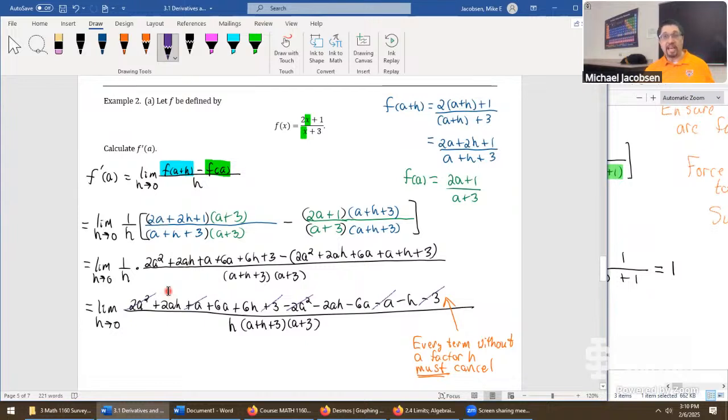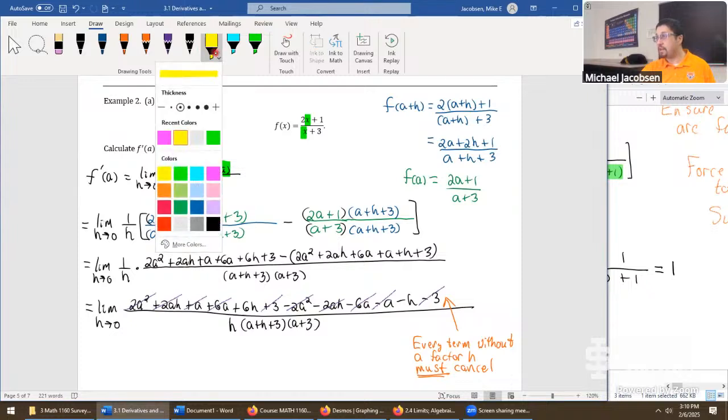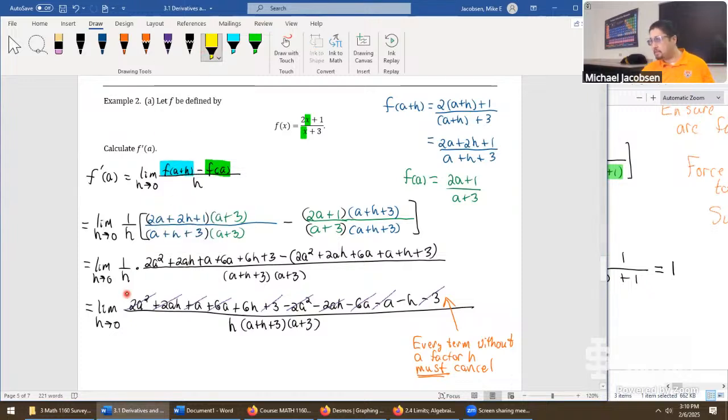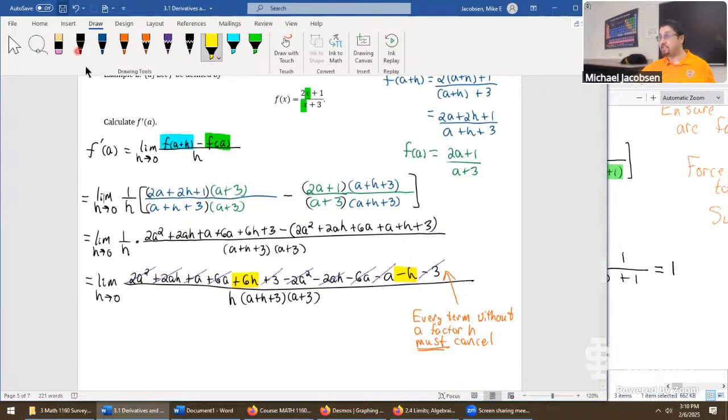We have a +2ah. It doesn't have to cancel, but this one actually does. It cancels with the -2ah right here. What else do we have? A +6a. That has to go away or else we've made a mistake. But there's a -6a right here. In some weird way, this formula is giving us exactly what we want to evaluate this limit. All that's left over is, let me highlight it because it's kind of a mess now, you have a +6h and a -h. Those are the only terms that fail to cancel.